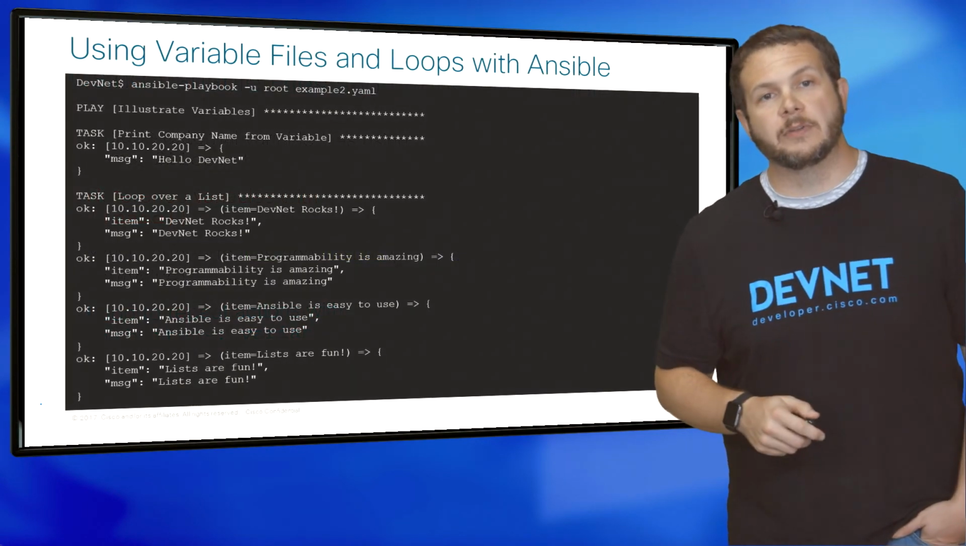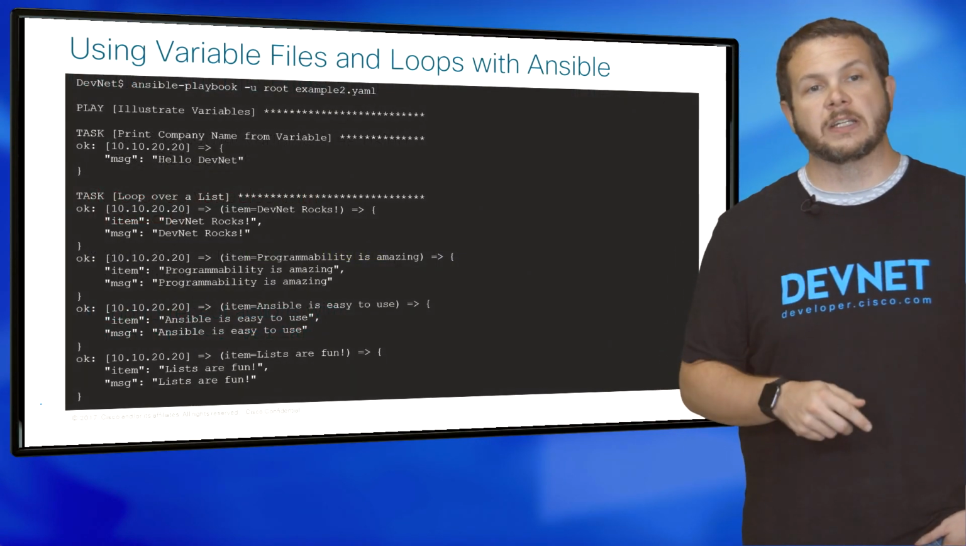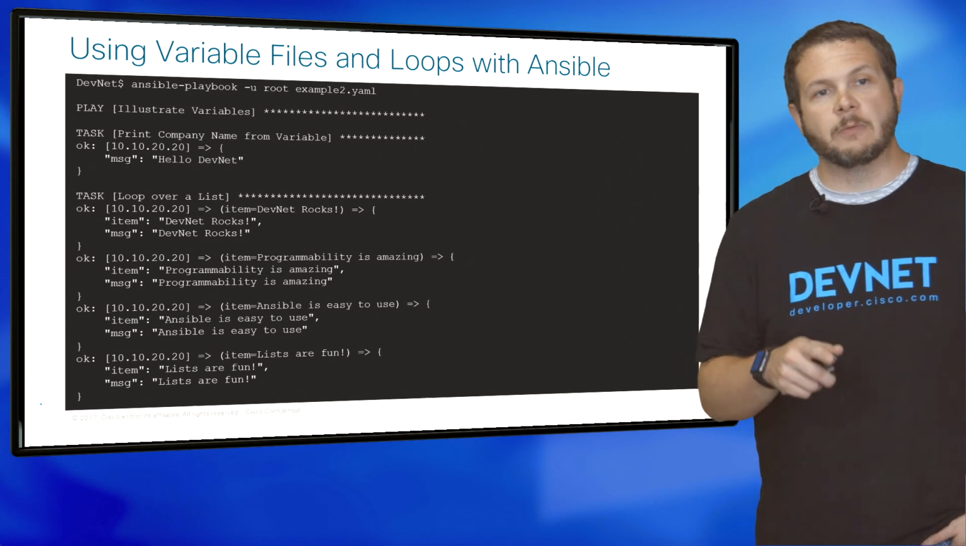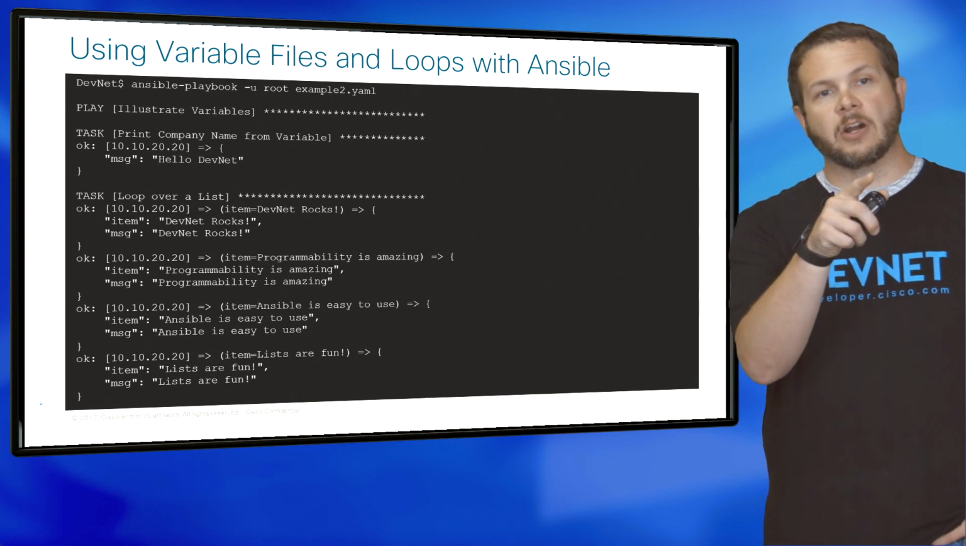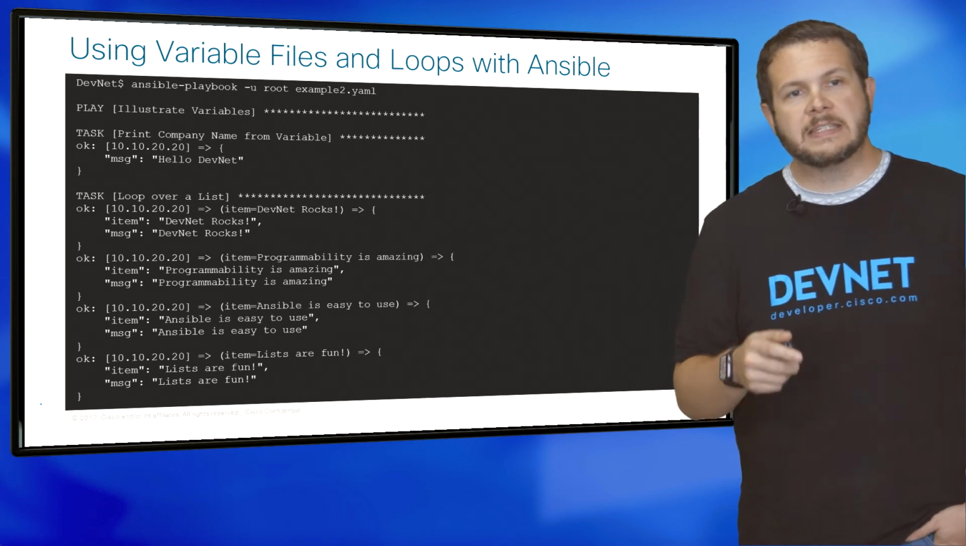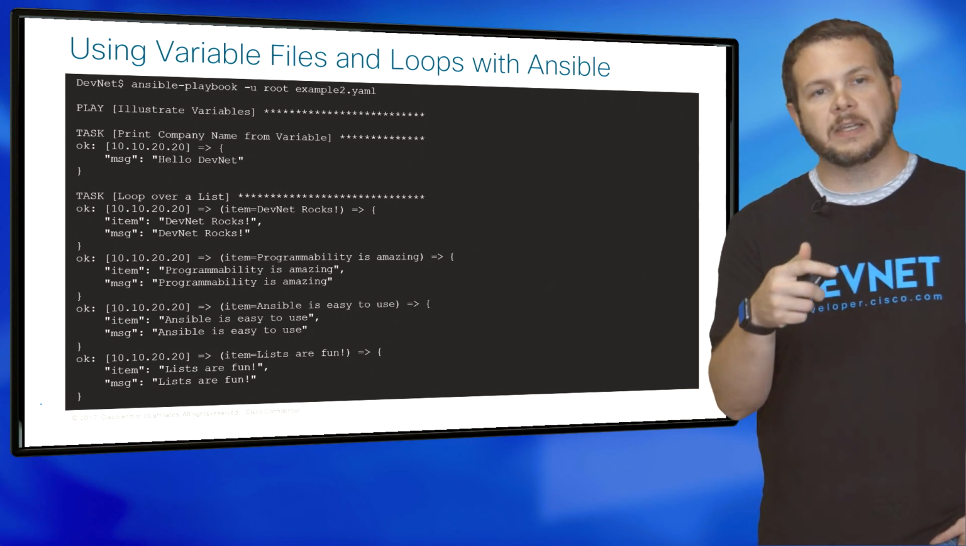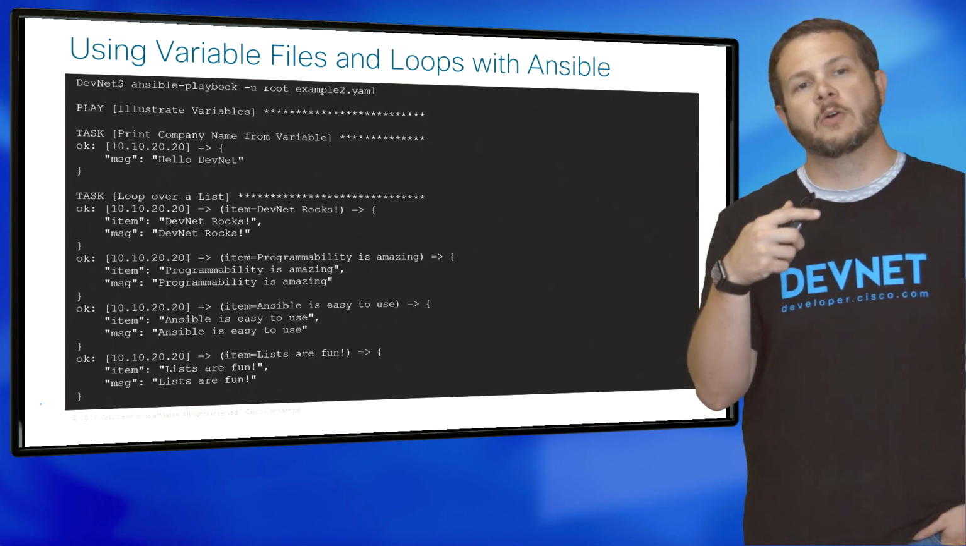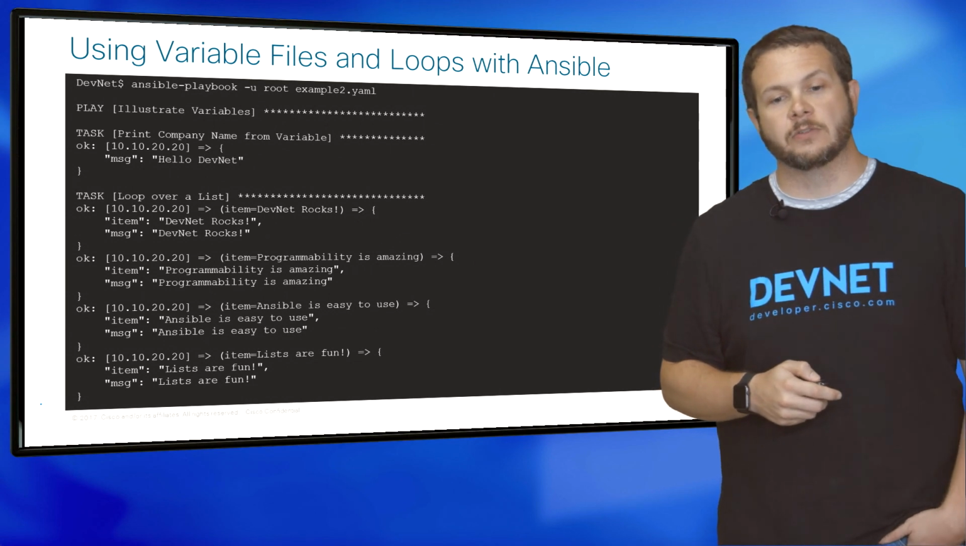Here we can see this example running in execution. We can see that we've gone ahead and we're executing our illustrate variables play, and then down underneath the task of loop over the list, we're printing out each individual quote from that list that was stored in the external variables file.